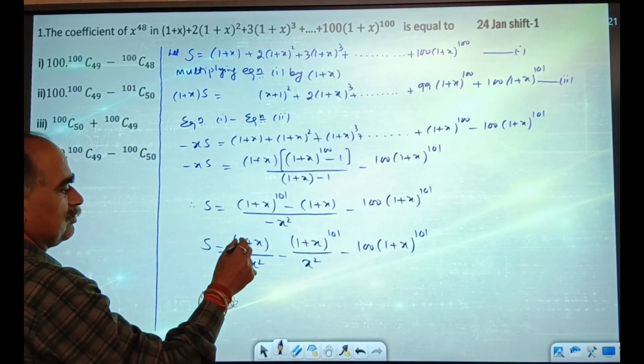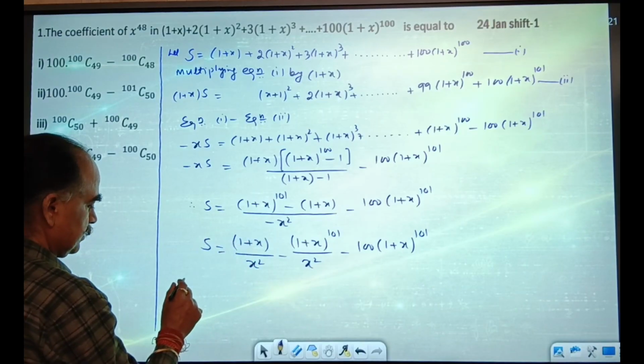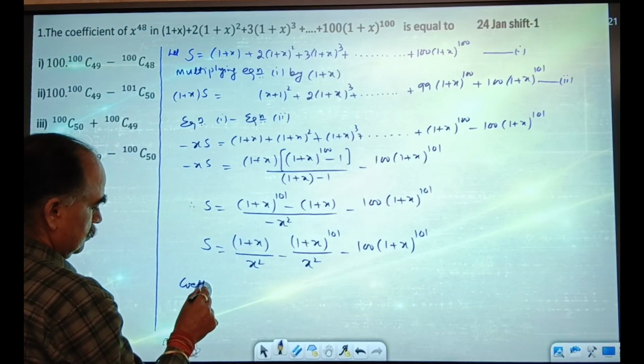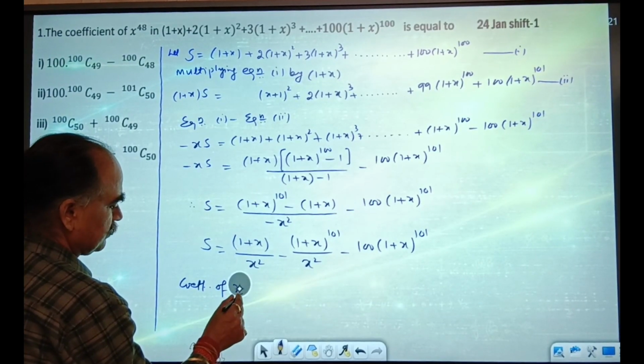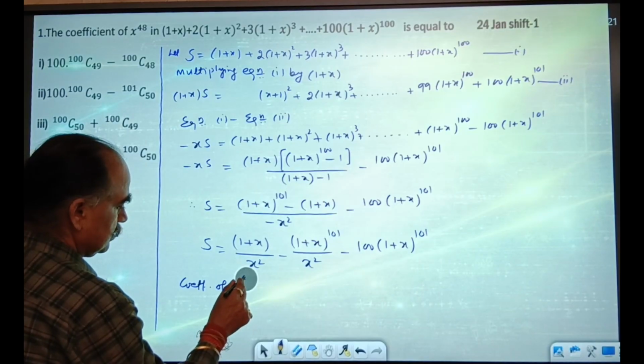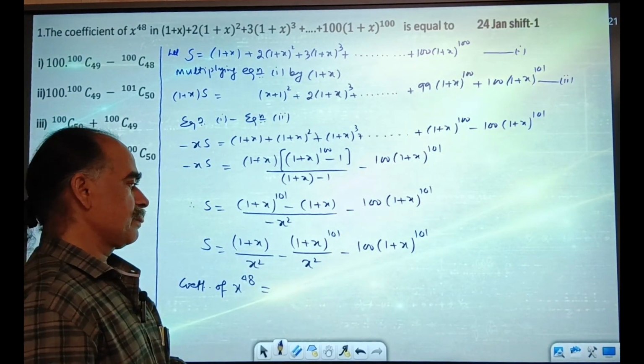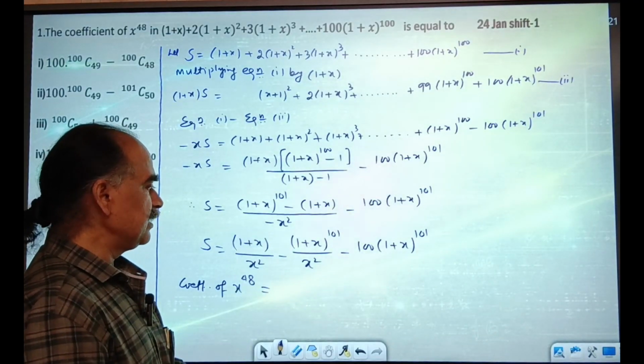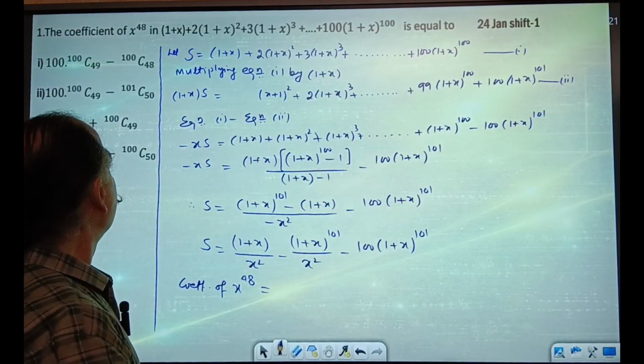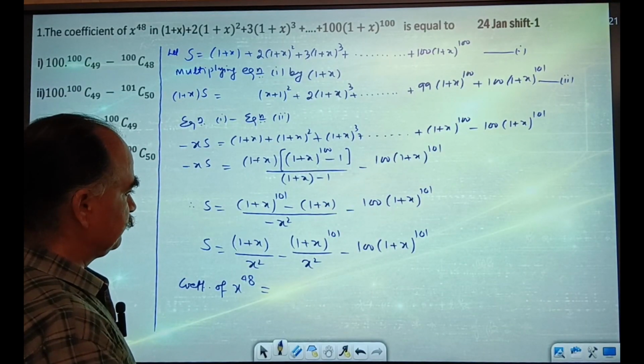This first term will never give you the coefficient of x raised to 48. Coefficient of x raised to 48 will come from here. And which term will come here?